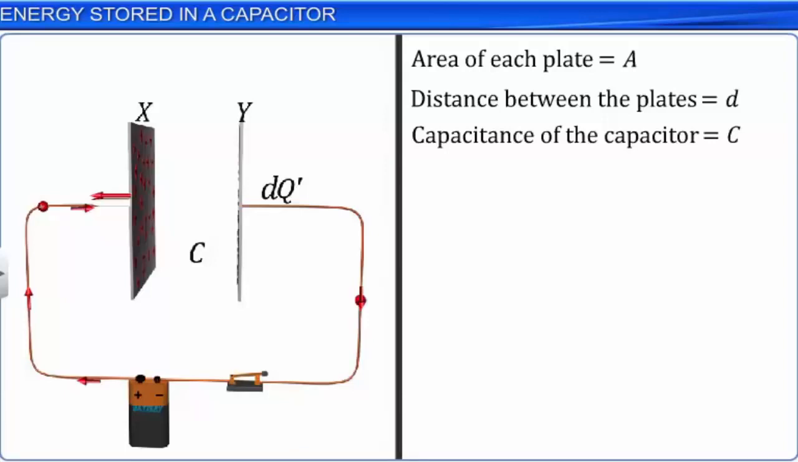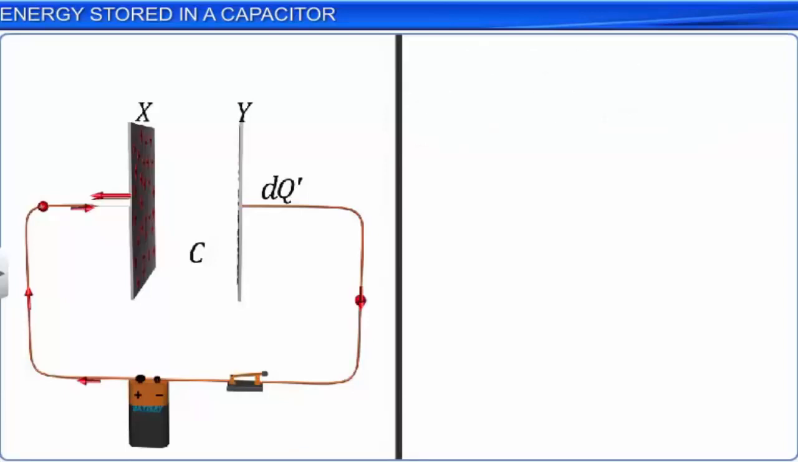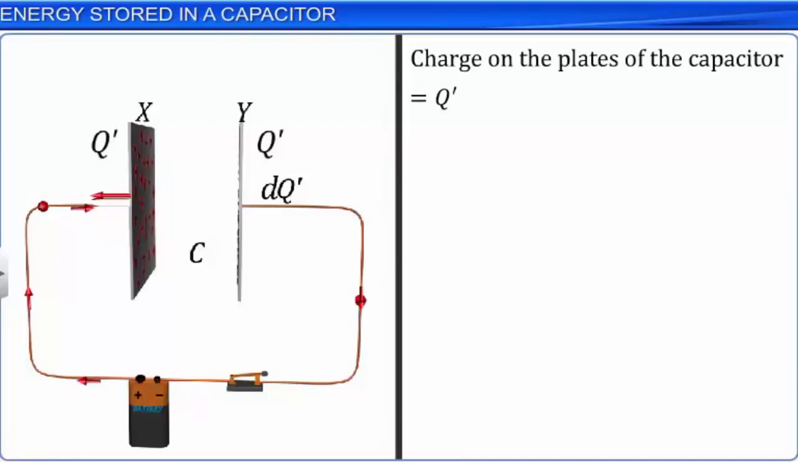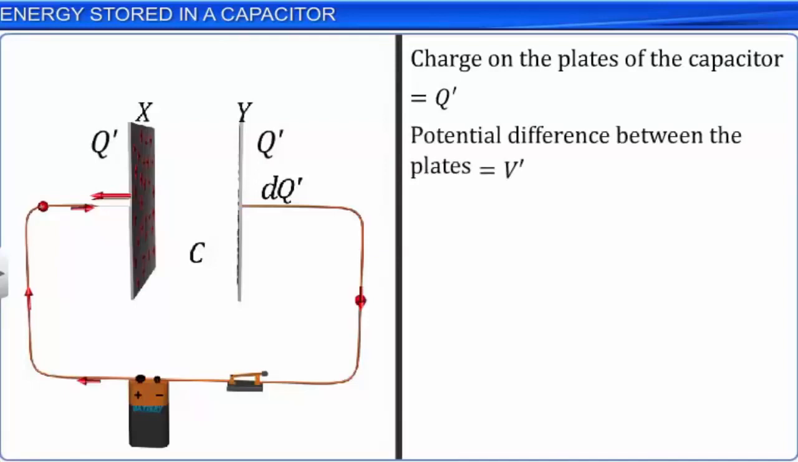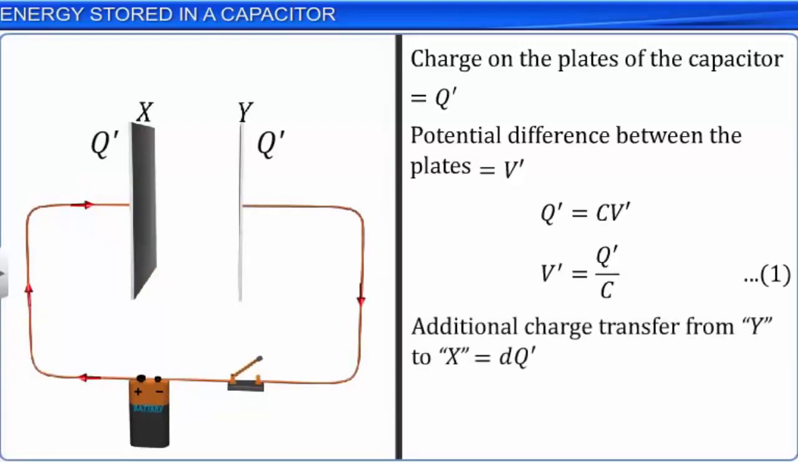Now, let us consider a state of the capacitor where the charge on the plates of the capacitor is Q' and the potential difference between the plates of the capacitor is V'. Then, Q' is equal to CV' or V' is equal to Q'/C. Let this be equation 1. Now let us transfer the next additional charge +dQ' to the plate X of the capacitor from the plate Y, and let the work done in the process be dW.